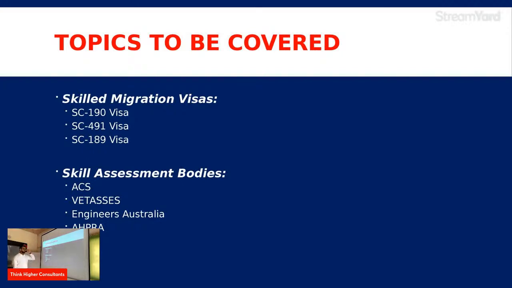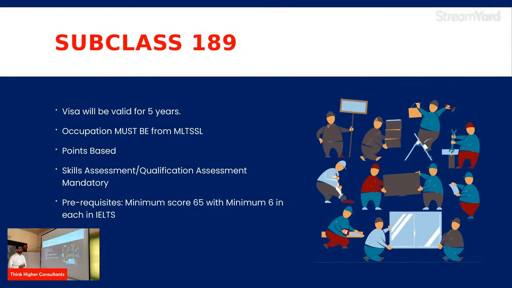Okay, so let's start with the subclass 190 first. So that's again me. So we are all obsessed with my name and picture. So let's start with the 189. So 189 generally is a 5 years visa, which is also called the permanent residency visa. What are the eligibility requirements? The basic is your occupation must be in MLTSSL. So MLTSSL is also called the PR list. So generally when the agency or agents refer you, they generally refer to this list.